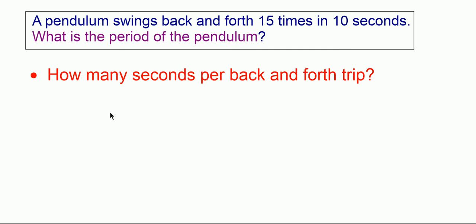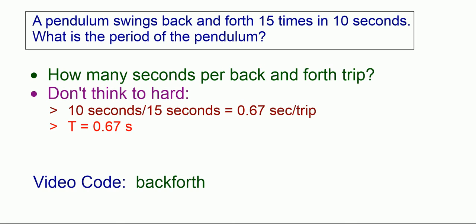Let's do a quick word problem here to calculate the period of the pendulum. And don't think too hard. Really, all you need is to ask yourself, how many seconds per back and forth trip? A pendulum swings back and forth 15 times in 10 seconds. What is the period? I simply want the number of seconds for each back and forth trip.